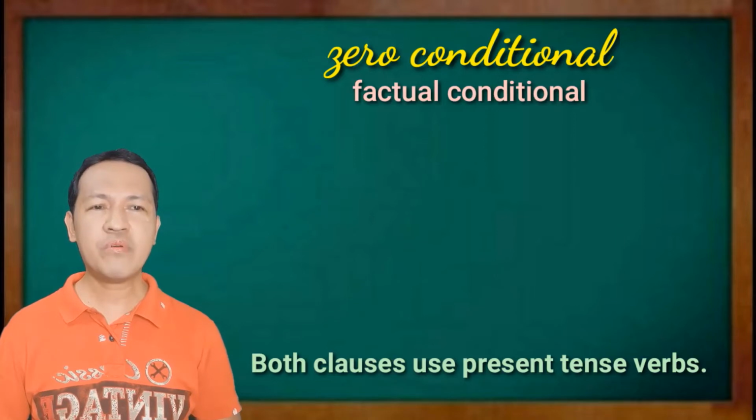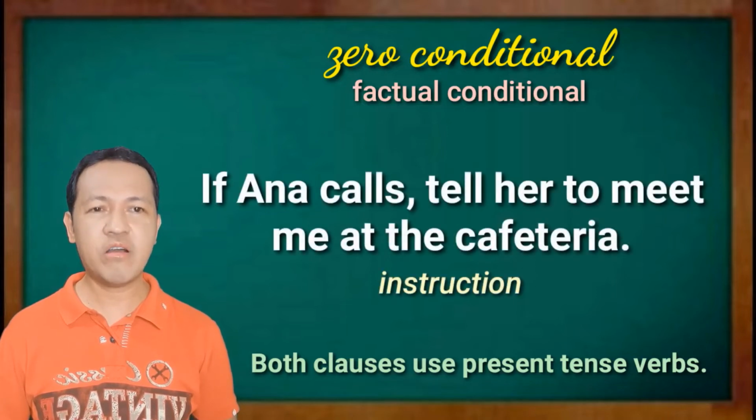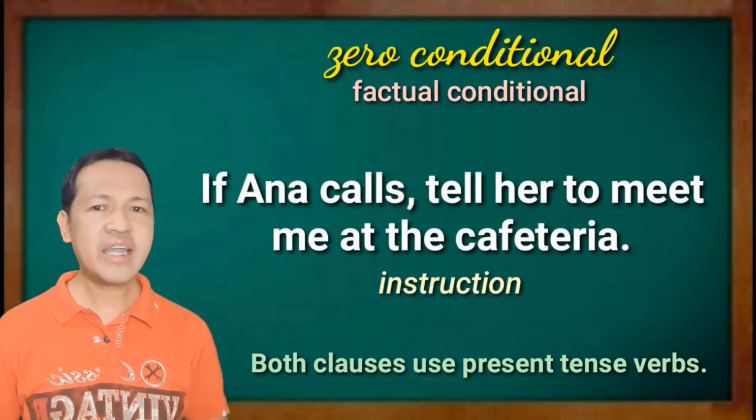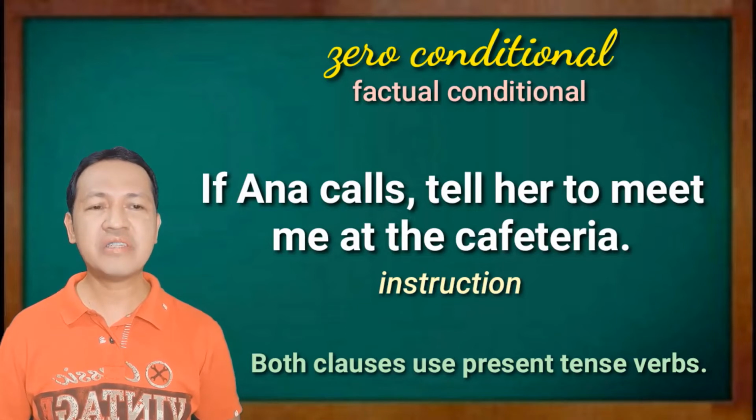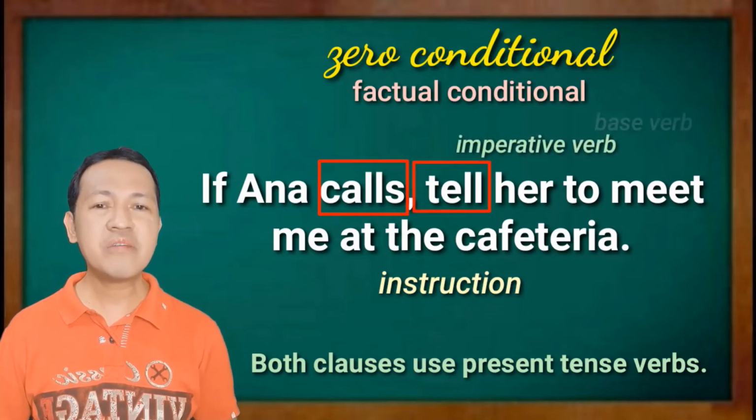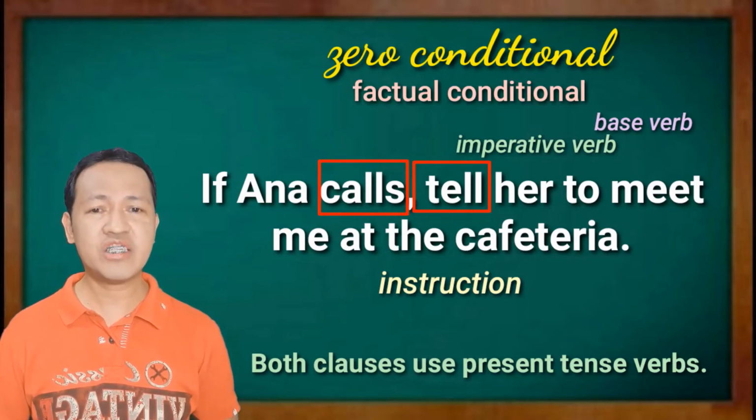One more thing to remember is that zero conditional is also used to give instruction using the imperative or command in the main clause. If Anna calls, tell her to meet me at the cafeteria. The if clause uses the present tense verb calls, and the main clause uses the imperative verb tell. An imperative verb is a base verb. A base verb does not have a suffix such as s, es, or ing.